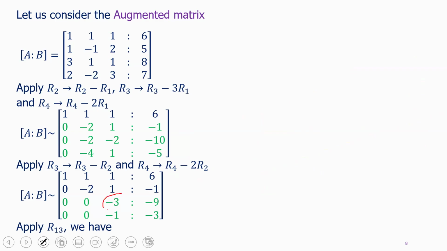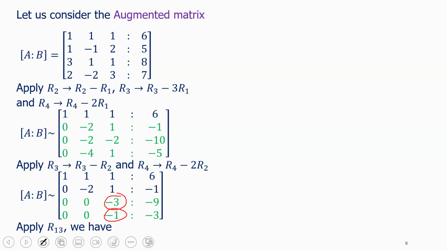We go to A33. We ask the same question. Is A33 1? Definitely it is minus 3. So the answer is no. The second question, are all elements below A33 multiples of A33? A33 is minus 3 and minus 1 is not a multiple. It is a factor of minus 3.